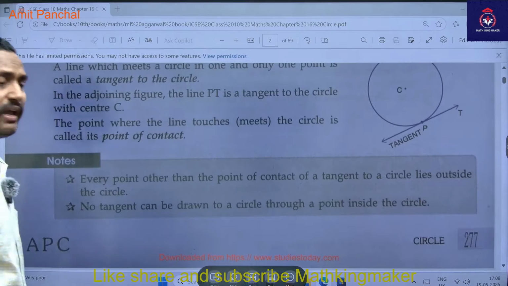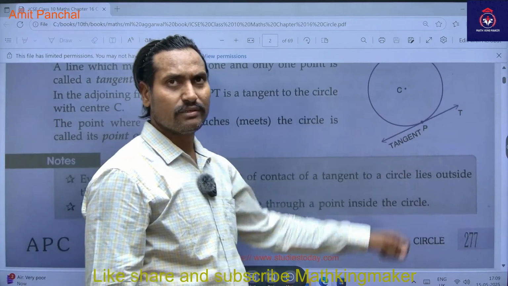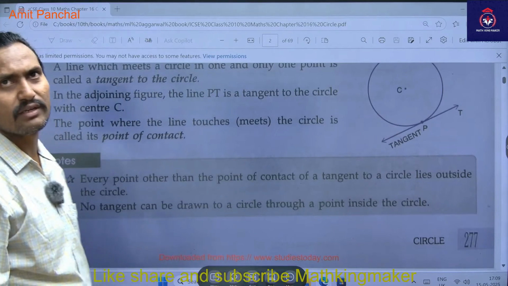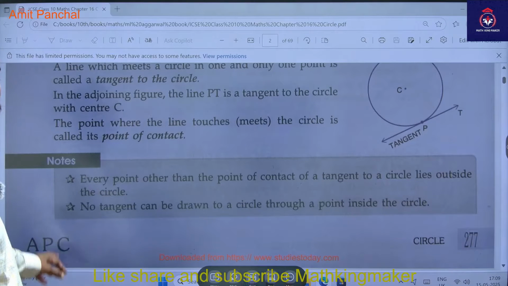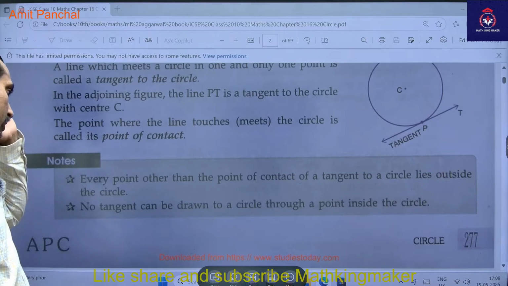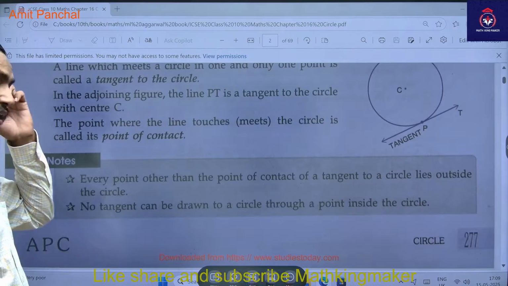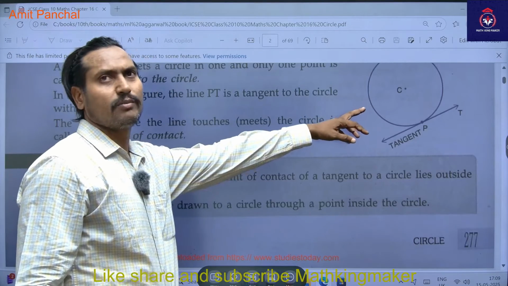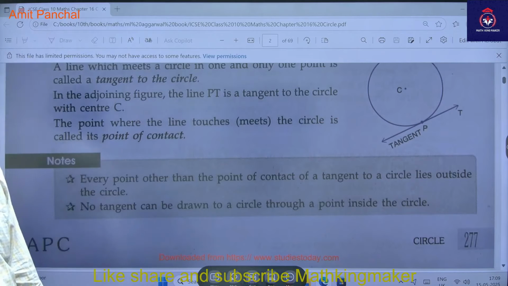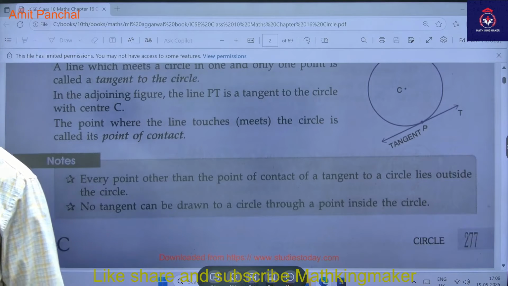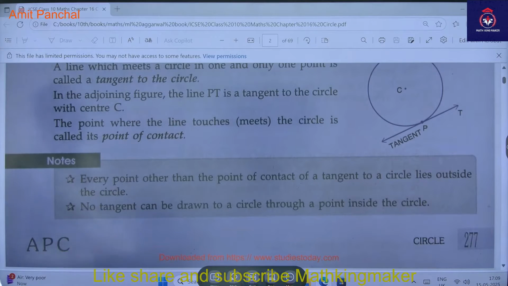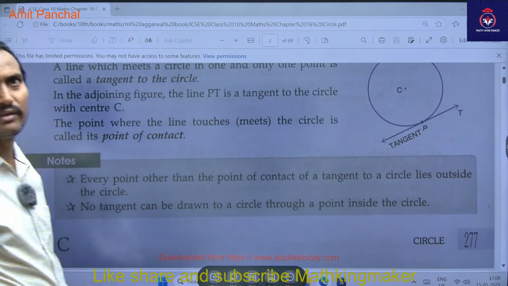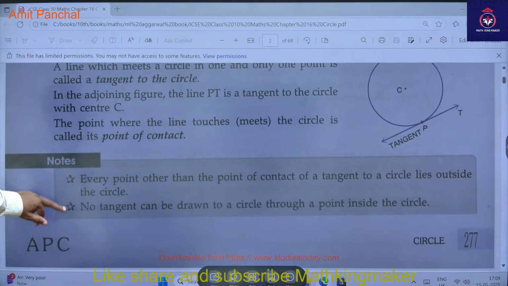And every tangent is lying outside. No tangent can lie inside the circle. Every tangent is outside the circle. Got it? And no tangent can be drawn from an interior point. A tangent can be drawn only at a point which is lying on the circle.